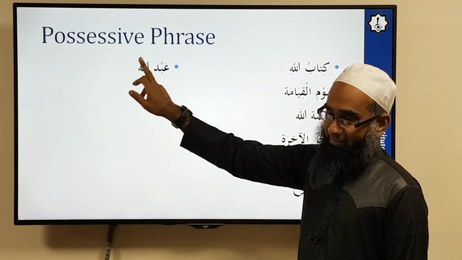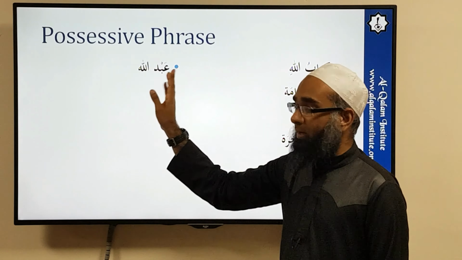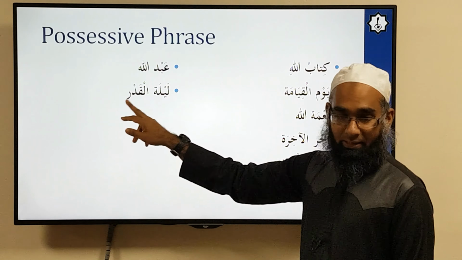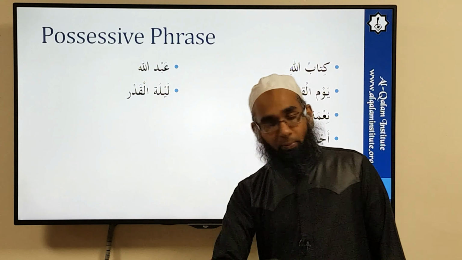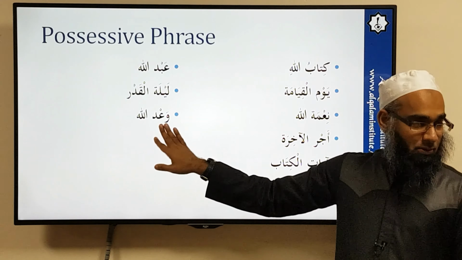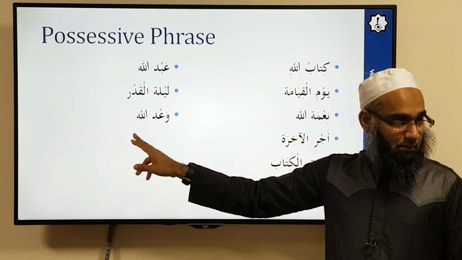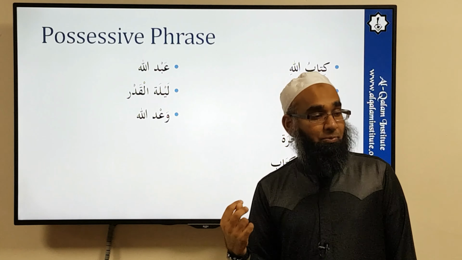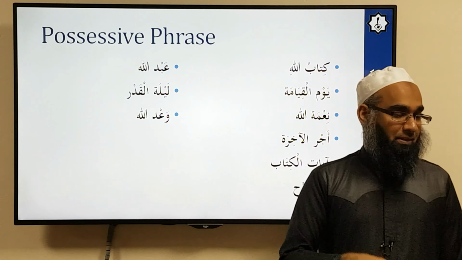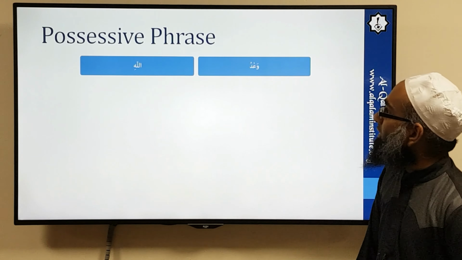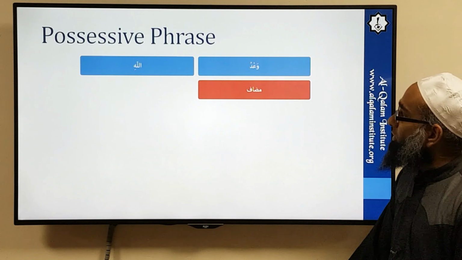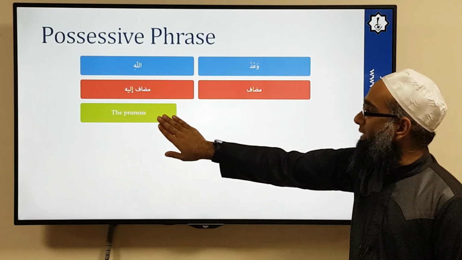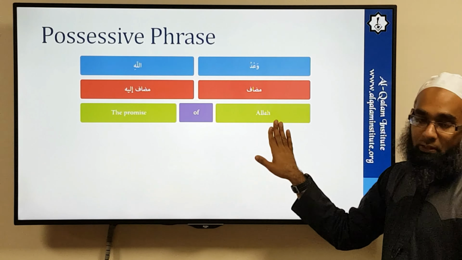Abdullah means the servant of Allah. Mudaf and mudaf ilayhi. Next one, Laylatul Qadr, meaning the night of power. Wa'd means promise. Wa'dullahi is the promise of Allah, and the structure is called: the first word is called mudaf, and the second is mudaf ilayhi. مضاف إليه. Hukmullah, command of Allah. So the structure will be what? Mudaf, mudaf ilayhi, translated as the promise of Allah.